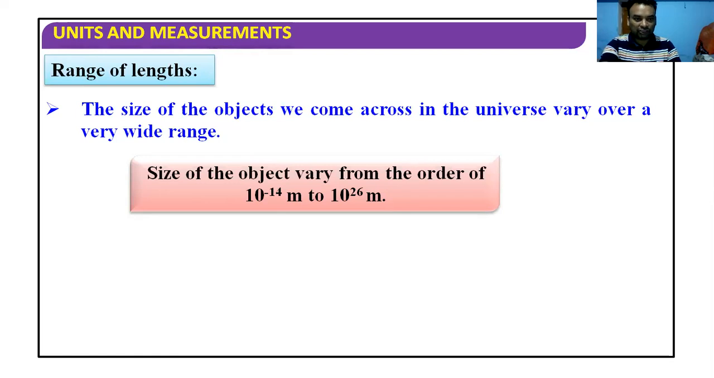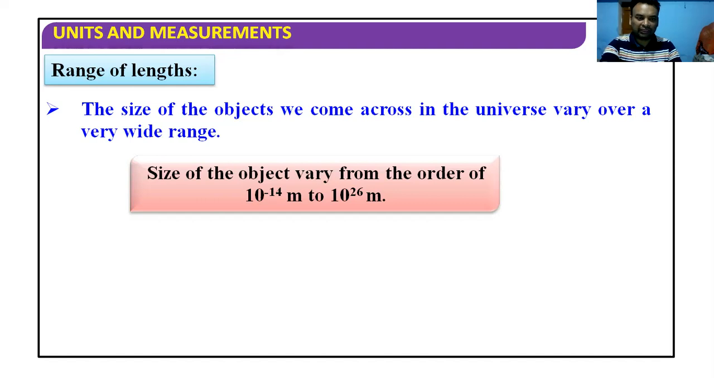So it means we need to do experiments starting from very small lengths to such big lengths. The range is 10 raised to the power minus 14 meter to 10 raised to the power 26 meter, meaning the size of the nucleus to the size of the universe. So this is our range of length.